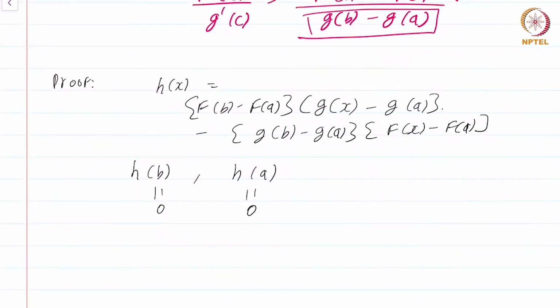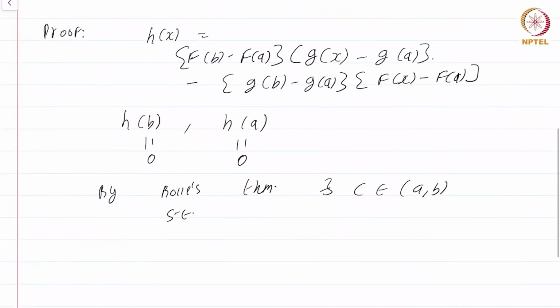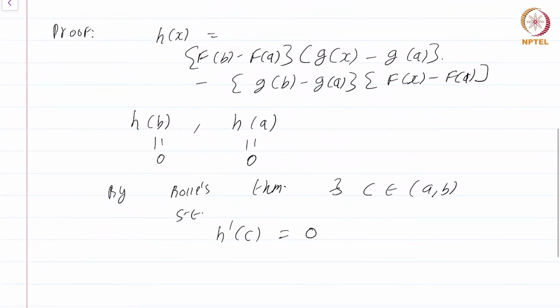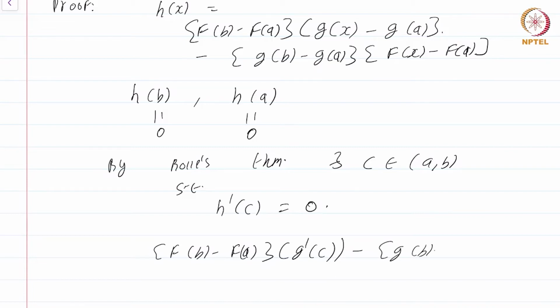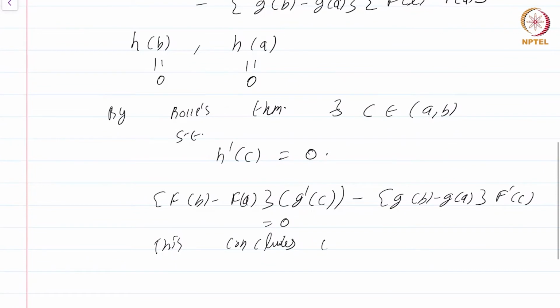So you don't even need to apply the full force of Lagrange's mean value theorem. Just by Rolle's theorem, there exists some c in (a,b) such that h prime of c is 0, right? Now you can immediately see that h prime of c is nothing but f(b) minus f(a) times g prime of c minus g(b) minus g(a) times f prime of c, and this is equal to 0, and this concludes the proof. The second part, where I'm assuming that g prime is not 0 everywhere, follows immediately.